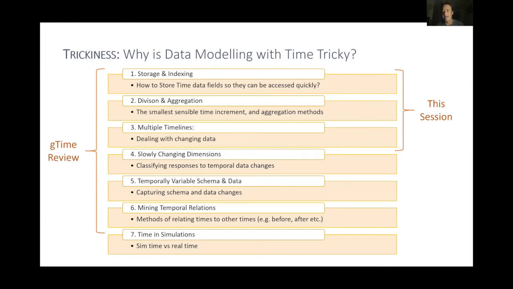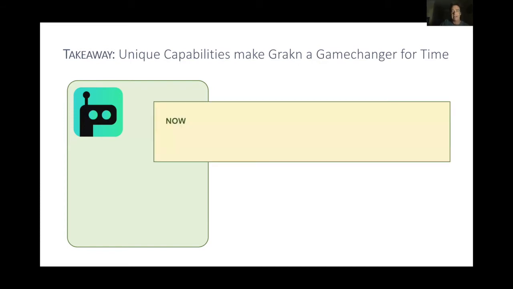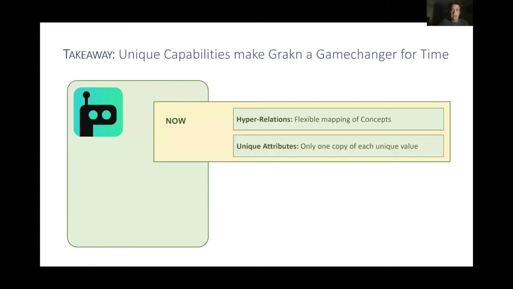The reason why I like this is it just partially shows how freaking cool Grakn modeling is compared to some of the other tools out there. So hopefully this is of interest and nobody gets too bored. But the key takeaway, the TLDR, is that there are some unique capabilities that are going to make Grakn a game changer with time. It's pretty much down to the hyper relations. That turns out to be super useful, and we'll have a look at why that's more important than single edges. Unique attributes, that's a fundamental thing.